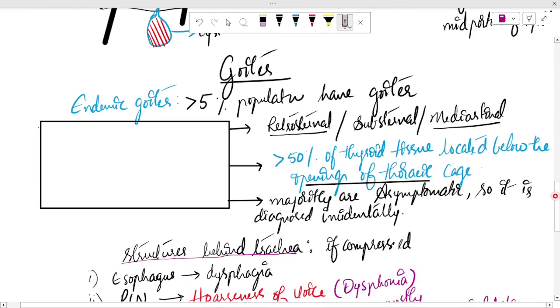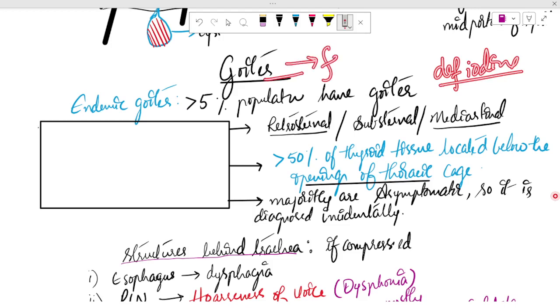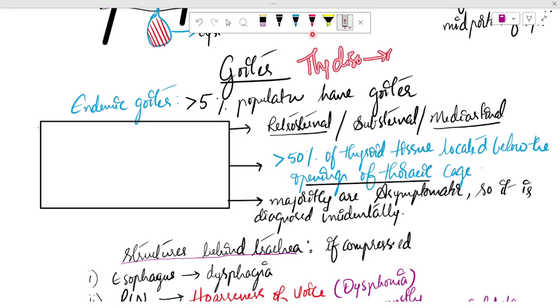Now we will come to one of the most common conditions of thyroid that we mostly see in hilly areas in India. Why? Because of deficiency of iodine. What is that condition? That is goiter. Most commonly seen in whom? It is most commonly seen in females. Always remember, thyroid related disorders are most commonly seen in females.